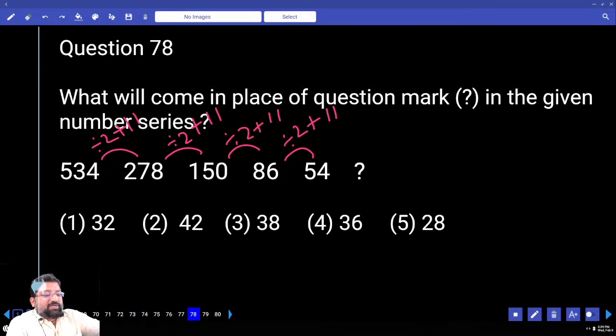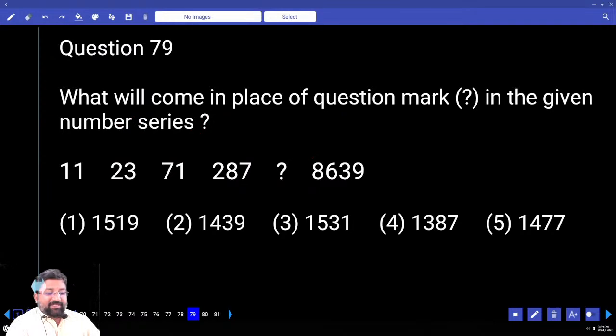534, 267 plus 11. 278, 139 plus 11. So divided by 2 plus 11. What is 54 divided by 2? 27 plus 11. How much is the answer?